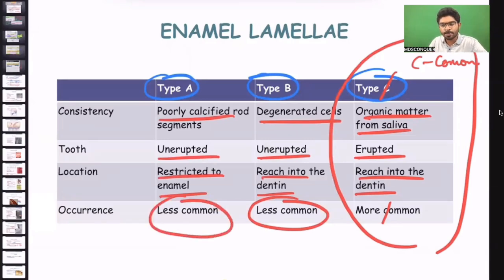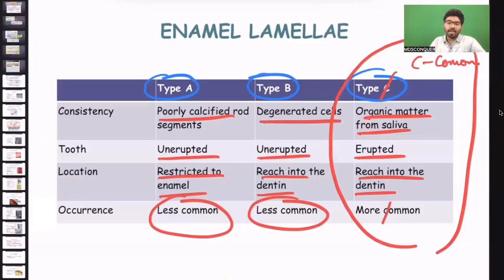Which is the most common type? Yes, the most common type is C type, which is the only type seen in completely erupted teeth. It is formed from the organic matter from the saliva. Yes, perfectly right, that is C type. Degenerated cells are seen in B type, which is the only one that is restricted to enamel. Poorly calcified is A type.